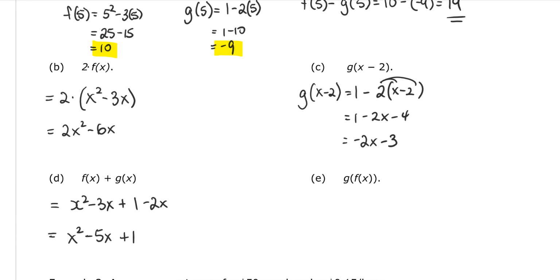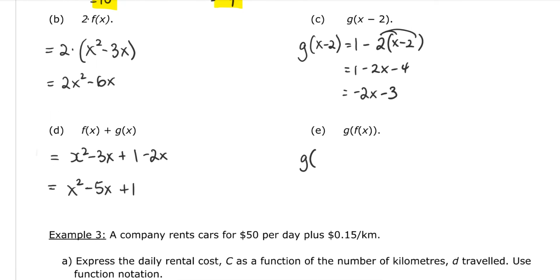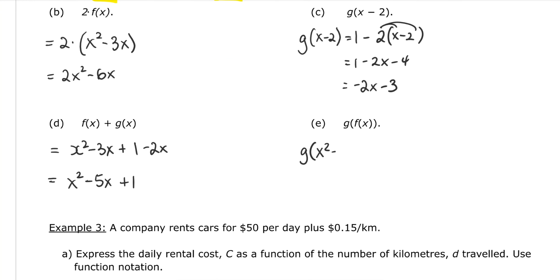Okay, what about g of f of x? So this says take your function g, and your input's going to be f of x. So what's f of x? f of x is x squared minus 3x. And so wherever I have an x, if I write out g of x, what's g of x? I write 1 minus 2 times my input, x is the input, remember? So where I have my input, I'm going to replace it with f of x. So this f of x goes in there.